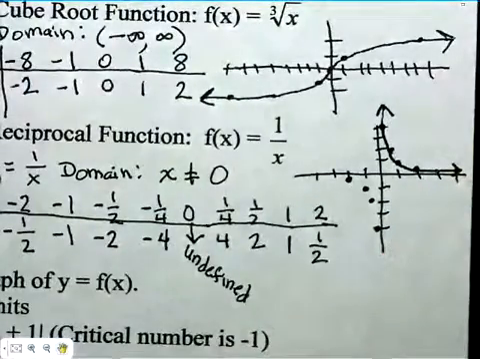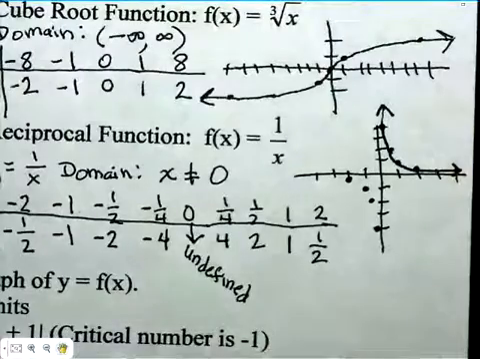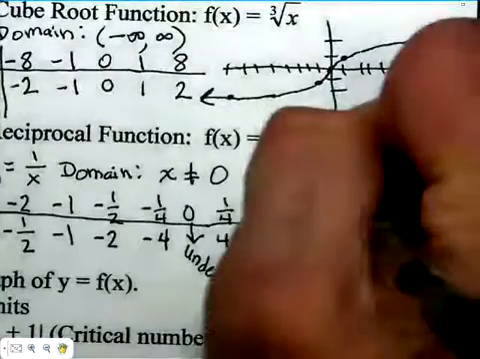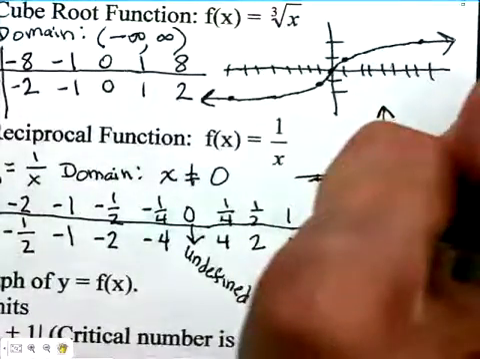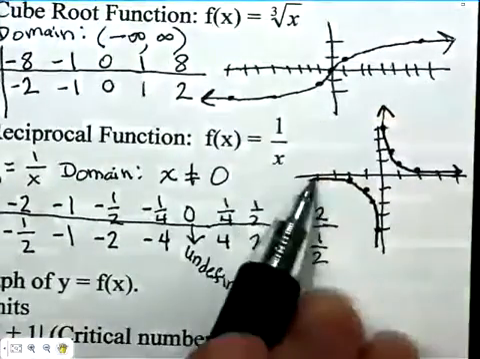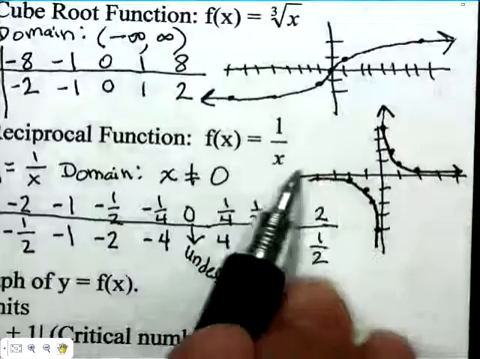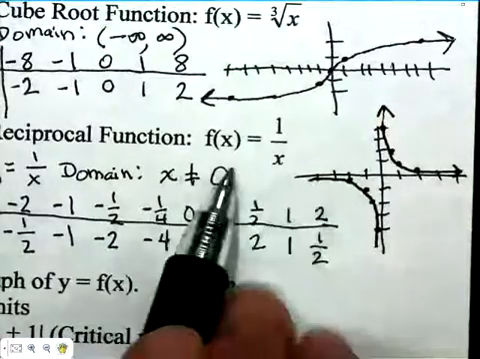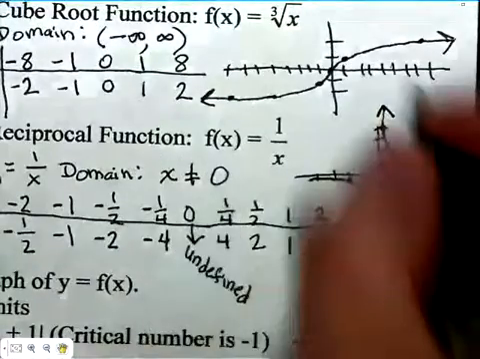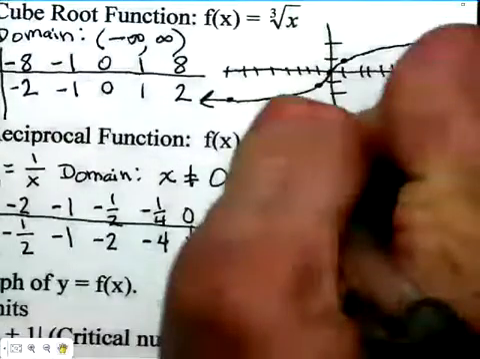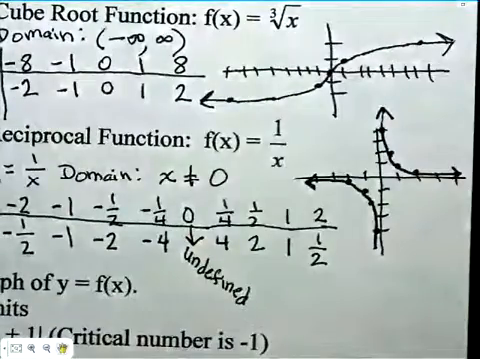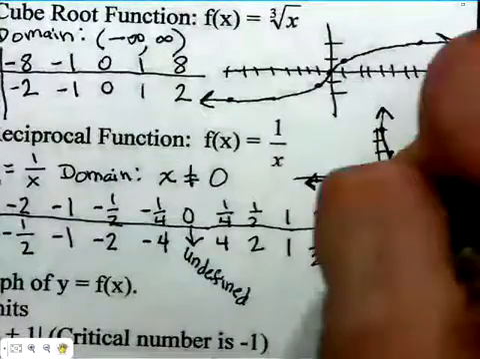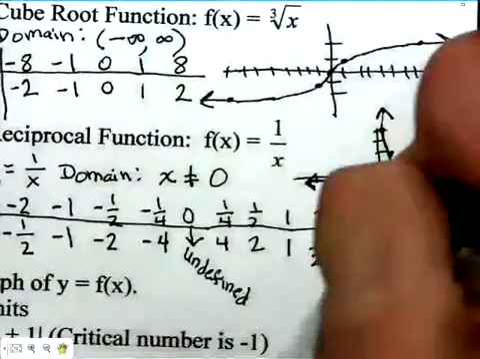The left-hand side looks like it's going to be the mirror image of that. As I keep taking the reciprocal of numbers that are more and more negative, or infinitely small, my y's are going to get closer and closer to 0. And as my x's get closer and closer to 0, my y's are going to take off to negative infinity.